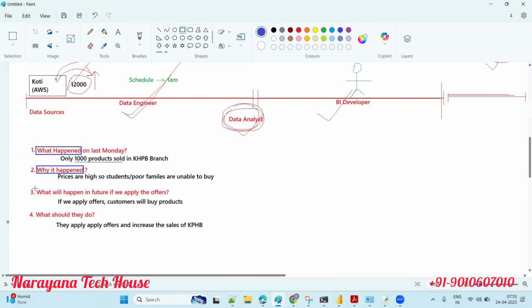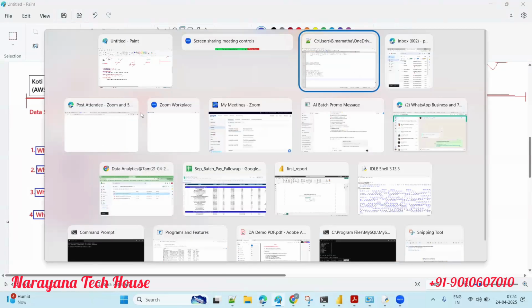Then if you apply some plan, what will happen in the future? Right? Then finally, what should we do? That's all, guys. These four questions should always be raised in every business. Okay, right. Now coming to our types of data analytics.